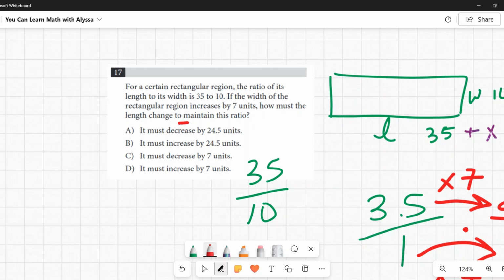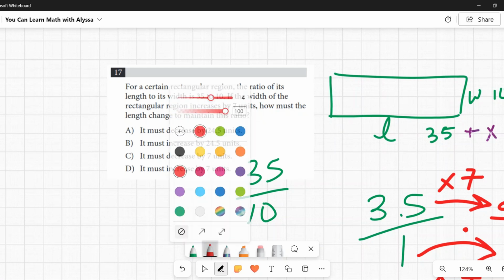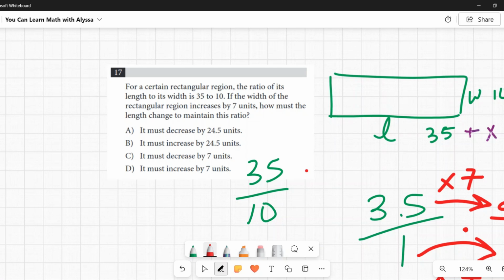And that's what they're saying. We have to maintain the ratio. We have to keep that fraction the same. Okay, well, the bottom goes up by 7. The width increases, goes up by 7. So is the top going to increase or decrease? Well, to keep the same proportion, it's going to do the same, right? If this one goes up, that one also has to go up. The bottom one goes down, the other also goes down to keep that same proportion. So already the two that say decrease are out.